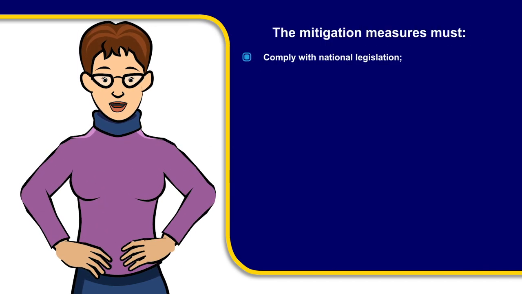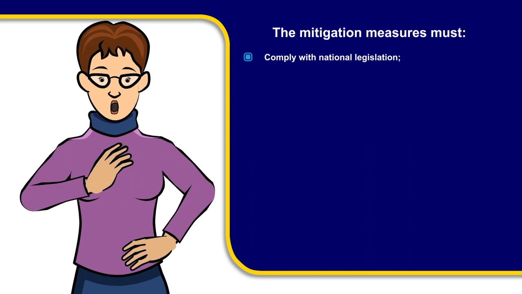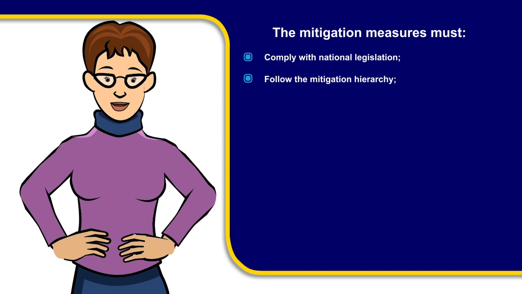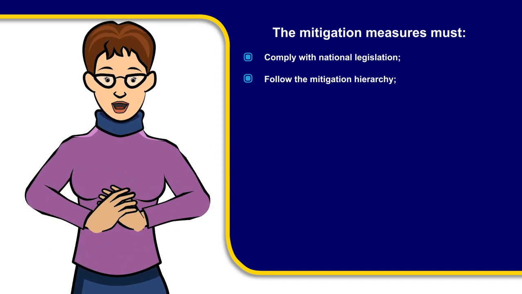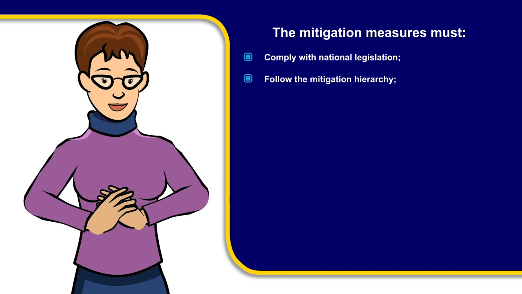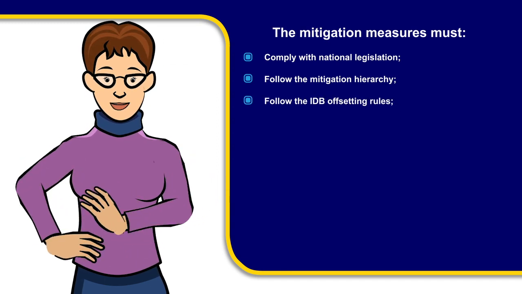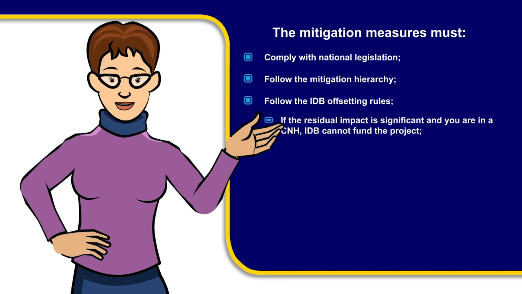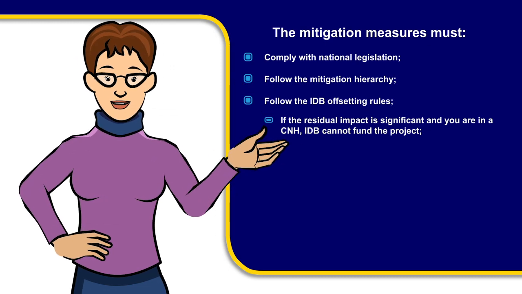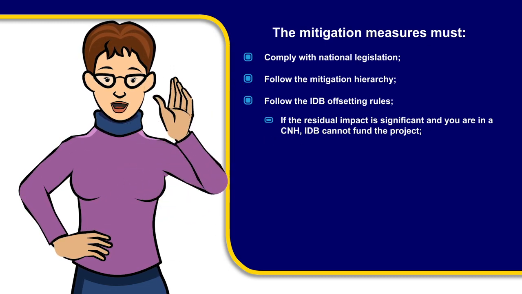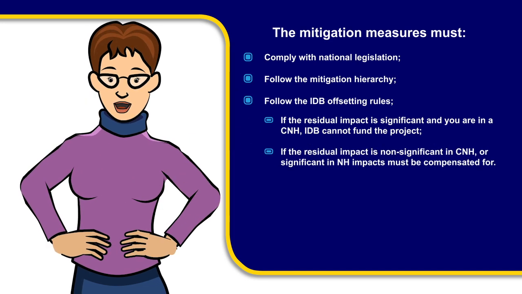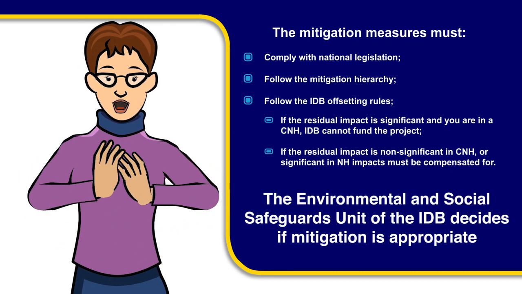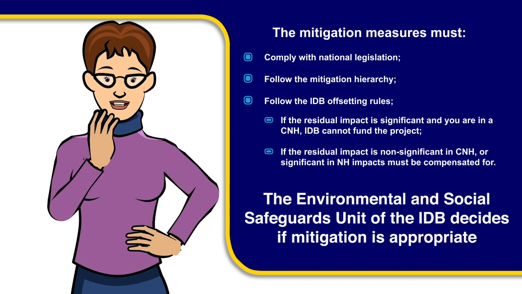First, they need to comply with national legislation, and an increasing number of countries have legislation specifically on this theme. Second, we need to have evidence that the compensation plan has been developed after all other stages in the mitigation hierarchy have been addressed. And third, it must follow IDB's offsetting rules that we have just discussed. But please remember the bottom line: if the residual impact is significant and the project is located in critical natural habitat, IDB cannot fund the project. In all other cases, we can consider the option of compensation. And it is ESG that makes the judgment call, both on the gravity of the impacts and whether or not the mitigation measures are acceptable.